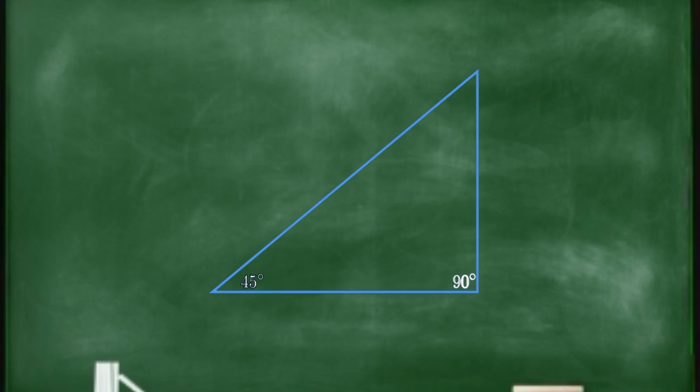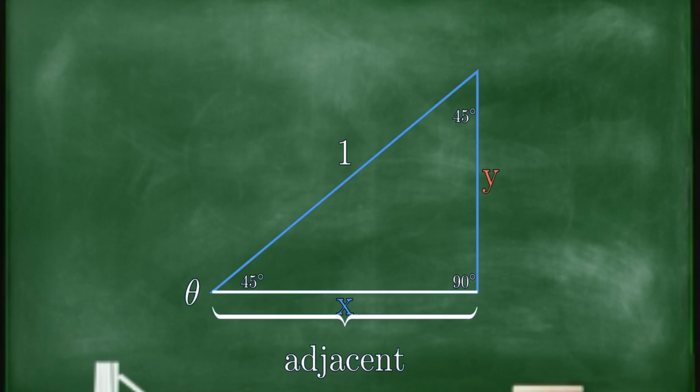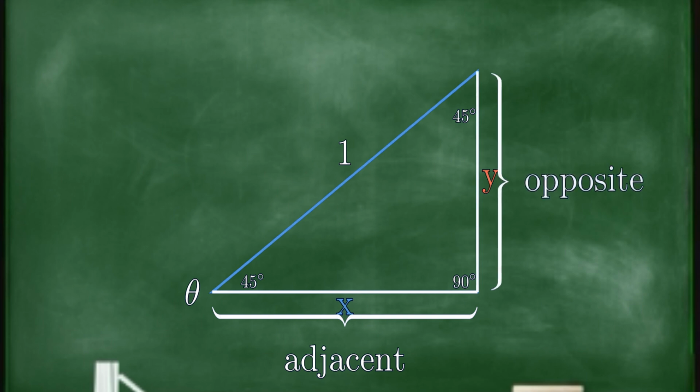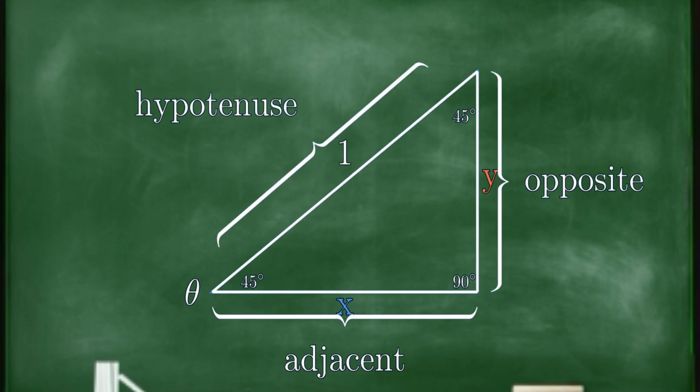So we have 45, 90, and 45 degree angles here because again, if we sum it all, we have 180 degrees. So this is our x, our y, and our radius, which is equivalent to 1. If this is theta, this is the adjacent side, the opposite side, and also the hypotenuse. So how do we determine the coordinate of point P here?